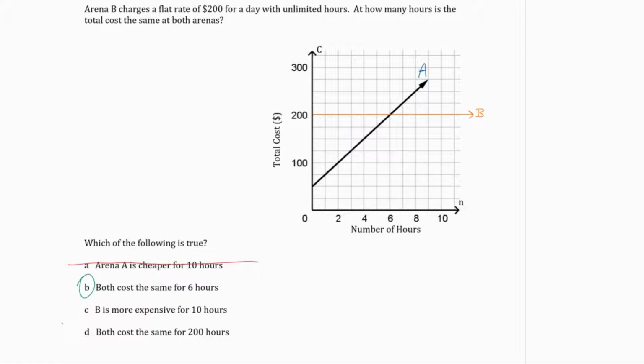B is more expensive for 10 hours. Well, that's saying the same thing as A. If A is cheaper for 10 hours, B would be more expensive for 10 hours. So those are saying the same thing. So that's also wrong. Both cost the same for 200 hours.